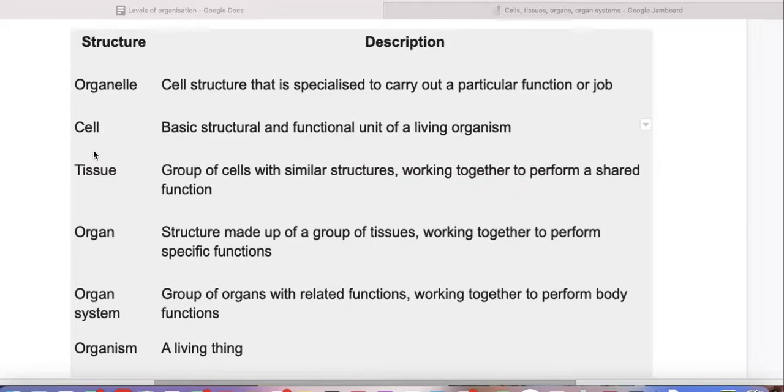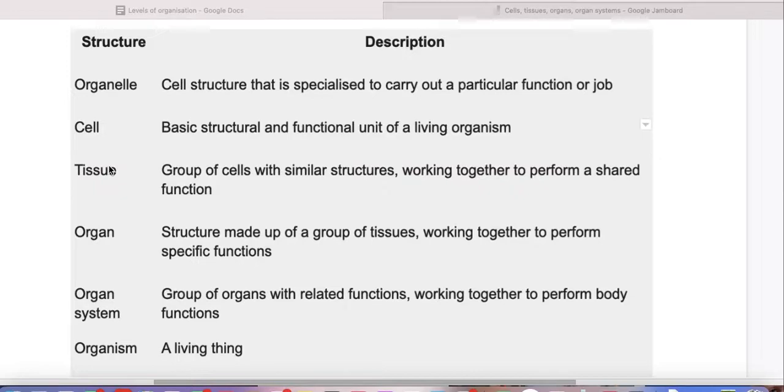So the cell is the basic structural and functional unit of a living organism. When you get lots of cells working together on a specific function, where they have a shared function and the cells are similar, we call that a tissue. When lots of tissues come together, well, I say lots, you can have like 3 or 4 tissue layers or just 2 or 3 different tissue layers, they work together for another specific function, and that is an organ.